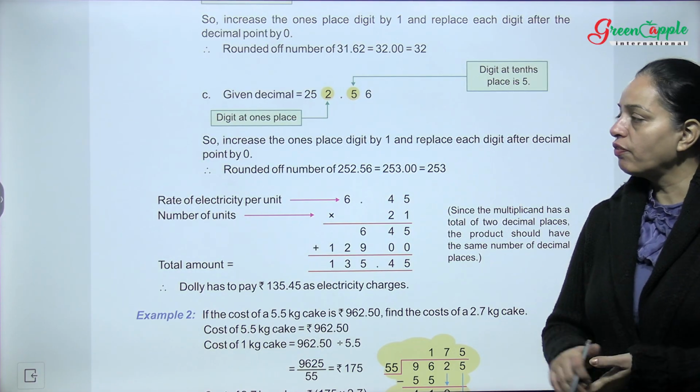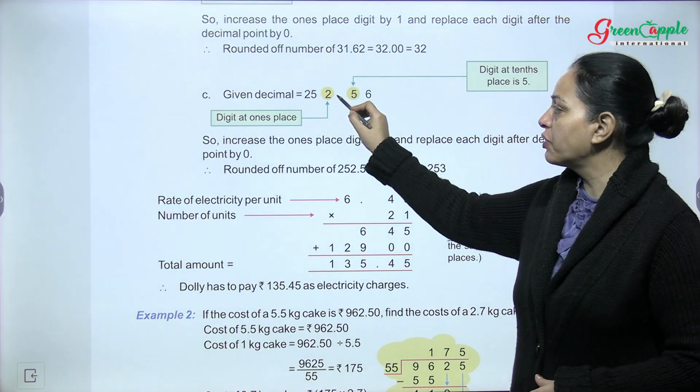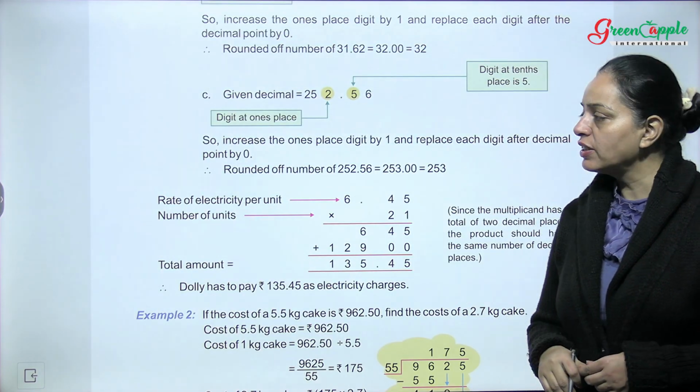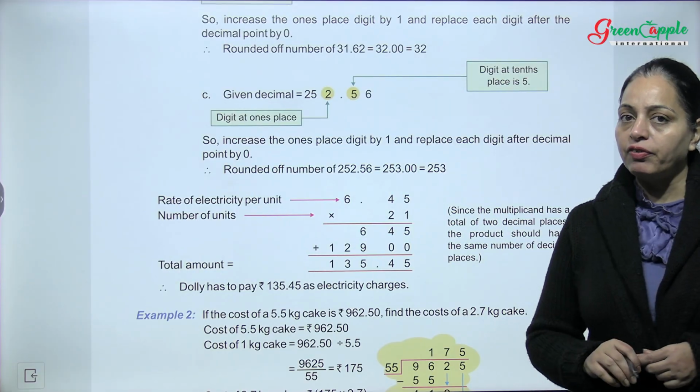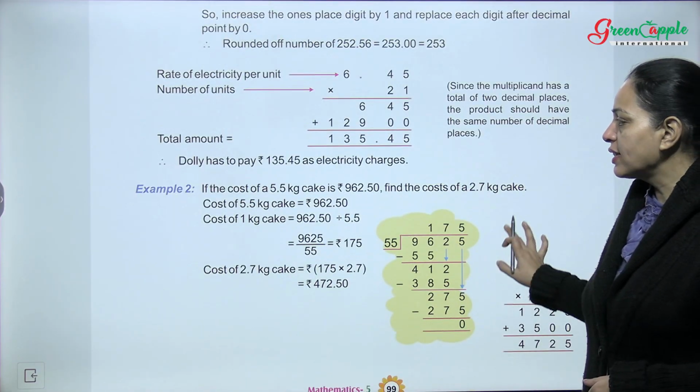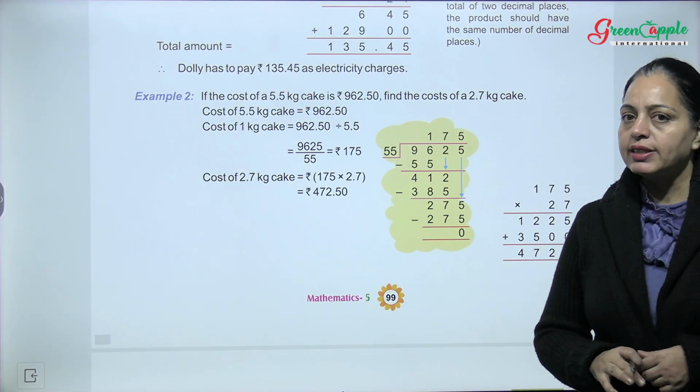Now C part, 252.56. So here 5 is at the 10th place. So change the digit at 1's place. This becomes 253.00, 253.